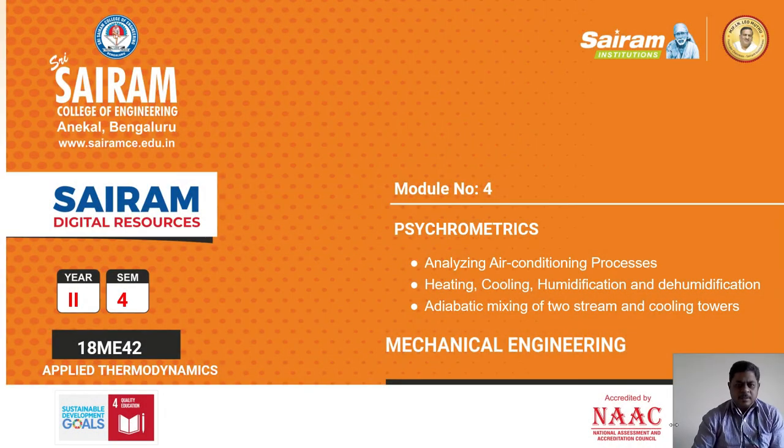Welcome back. In this video, we will discuss psychrometric properties, and we are going to analyze air conditioning processes, particularly heating, cooling, humidification and dehumidification, adiabatic mixing of two streams, as well as the working of a cooling tower. All these come under the chapter of psychrometrics, which is module number 4 of applied thermodynamics.